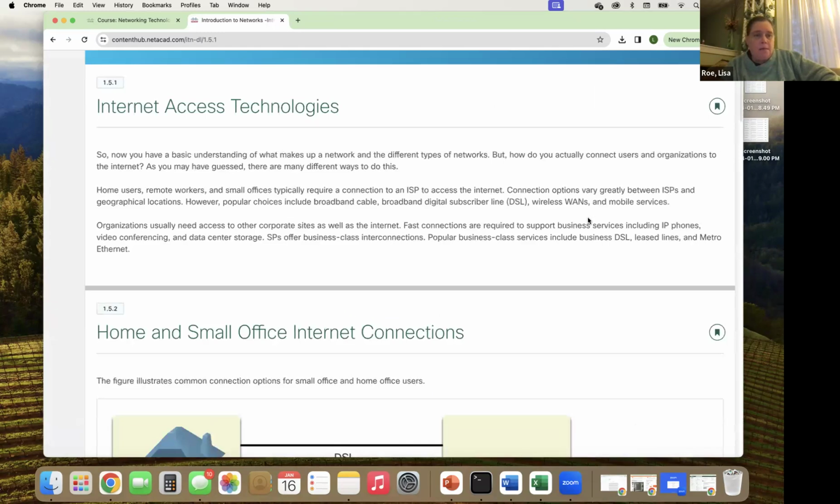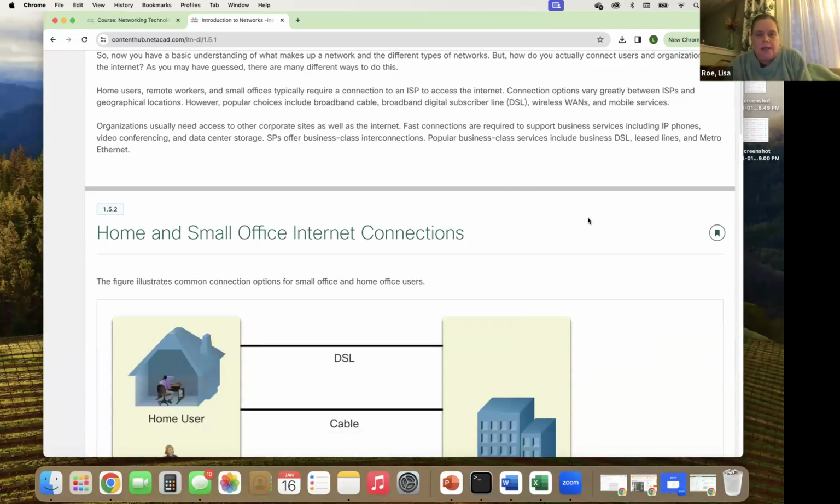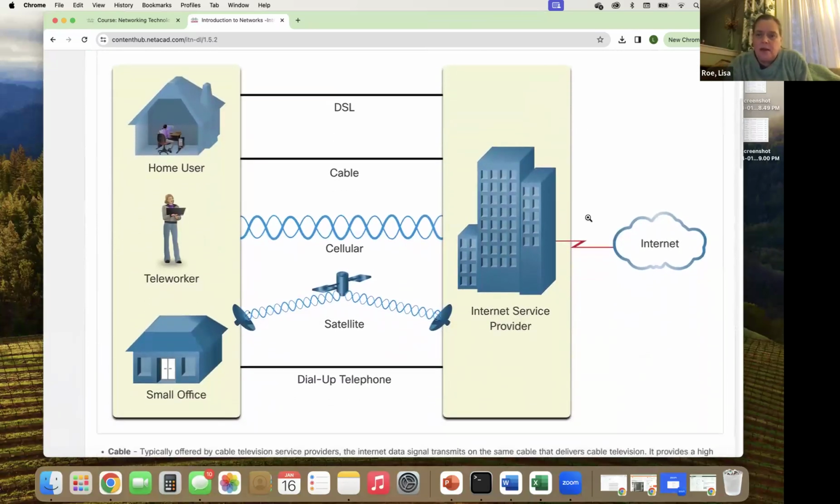Okay. So how do we get on the internet? How do we access the internet and get outside? We have different types of connections, and some of these may sound familiar to you. We have DSL, which is digital subscriber line. We don't really see that anymore, but that used to be something that telephone companies provided, but now they do fiber. We have cable. Digital subscriber line would be through your phone company, and your cable would be through your cable company.